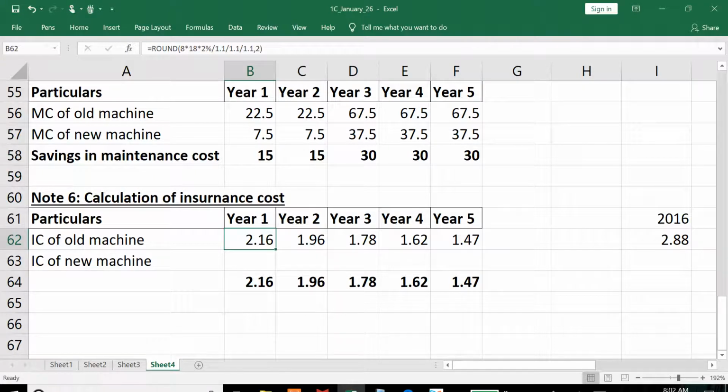8 into 18 into 2%, divide by 1.1, 1.1 and 1.1, and further you keep dividing by 1.1. Or we could as well have directly taken 2% as the first year premium itself.